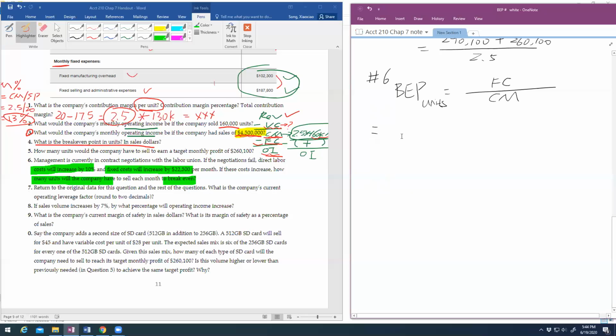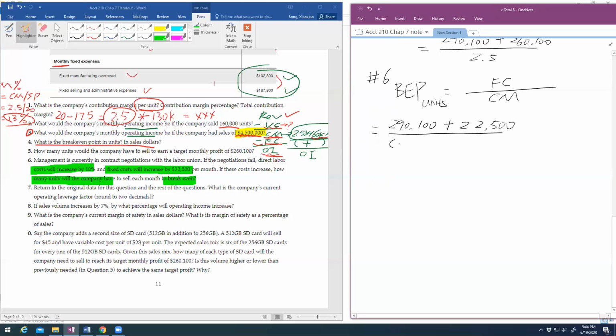To get our fixed cost, we need to use the new fixed cost, right? Our old one is 290,100. But now in this new situation, your fixed cost will be increased by 22. So our new fixed cost will be the old one plus the increase. So that will be our fixed cost. And what will be our new contribution margin?